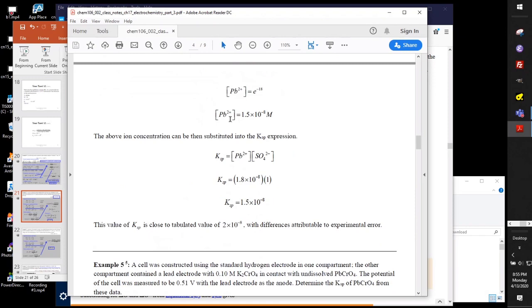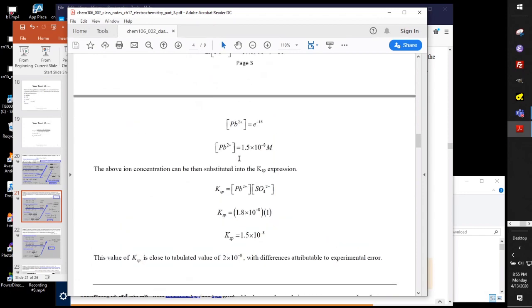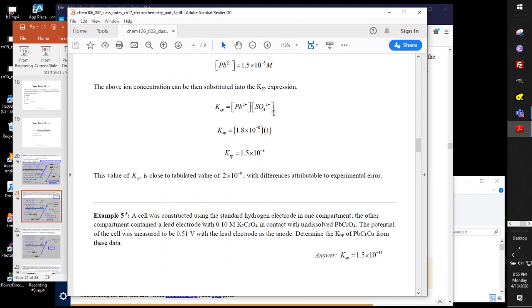So this is one of the two pieces to the puzzle we need to calculate a KSP. KSP is the concentration of the lead times the concentration of the sulfate. And we know the concentration of the sulfate because it was fixed at 1 molar, which makes the math easy. So we take what we found for lead 2+, 1.8 times 10 to the minus 8 times 1, and that gives us KSP of, that's a typo, there should be an 8 there. Oops. So yeah, scratch through the 1.5 and put a 1.8 there.